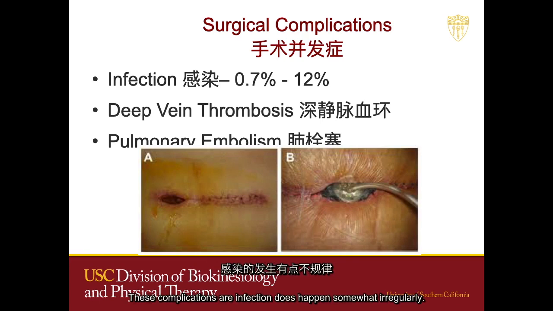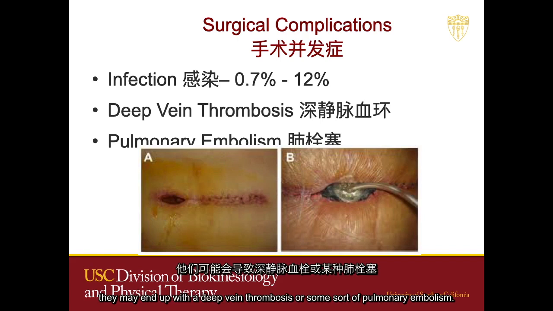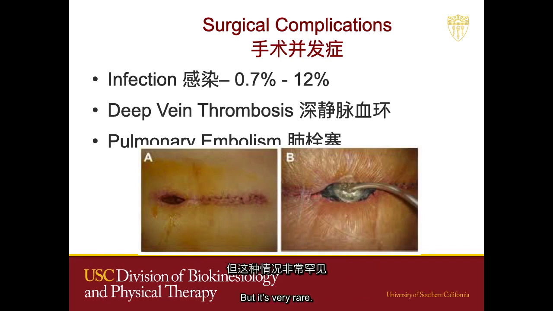But there are some complications. I'm going to finish up with these complications. Infection does happen somewhat irregularly. It's not very common. DVTs, just because the patient's not moving, they may end up with a deep vein thrombosis or some sort of pulmonary embolism, but it's very rare. I don't see a lot of complications with this surgery. It tends to be a very, very well tolerated surgery.